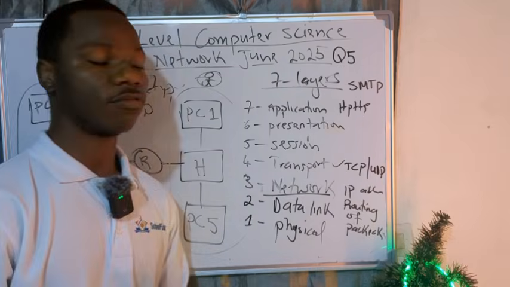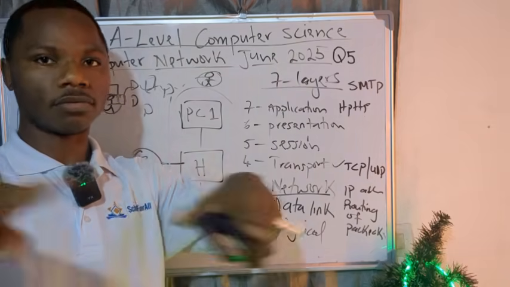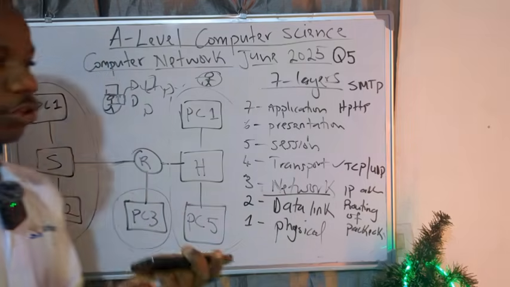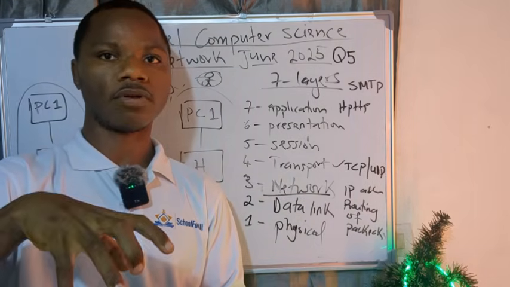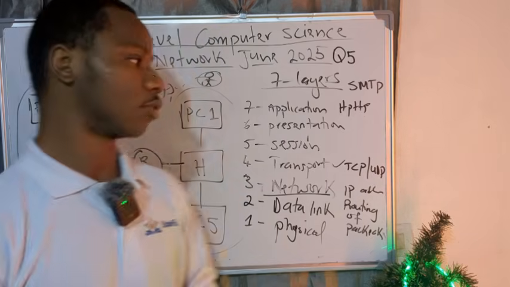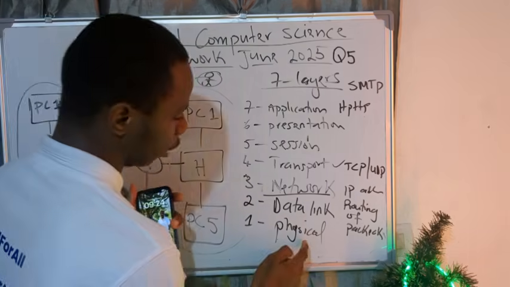So data link layer is just managing communication in a local area network. Take note of that. In a local area network, like when you're having this style of topology, the switch is used and it's working with MAC addresses to send messages to all devices connected to the same network. Take note of things like that. So we go to the next one, physical layer.